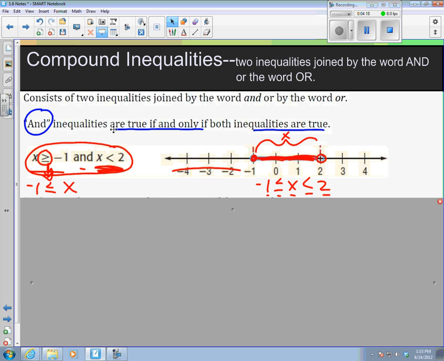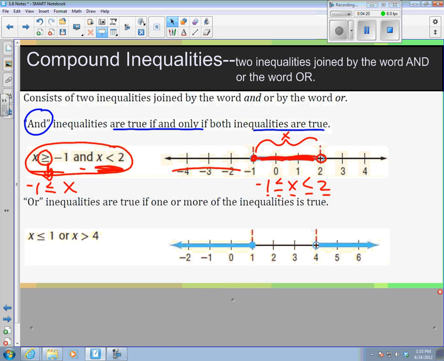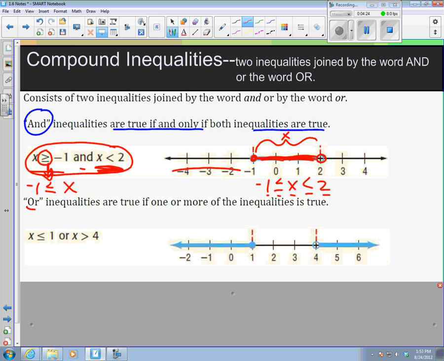That's the inequalities with the word and, compound inequalities. This is a typical OR inequality. It can be one or the other. Inequalities are true if one or more of the inequalities is true. So these don't both have to be true. It only has to satisfy one of them to be true for the whole inequality itself.